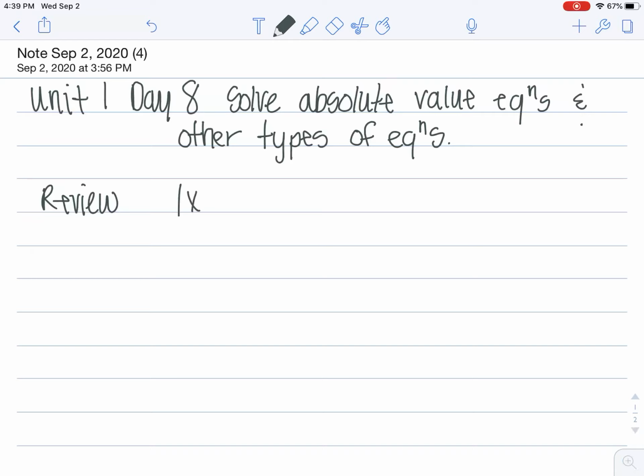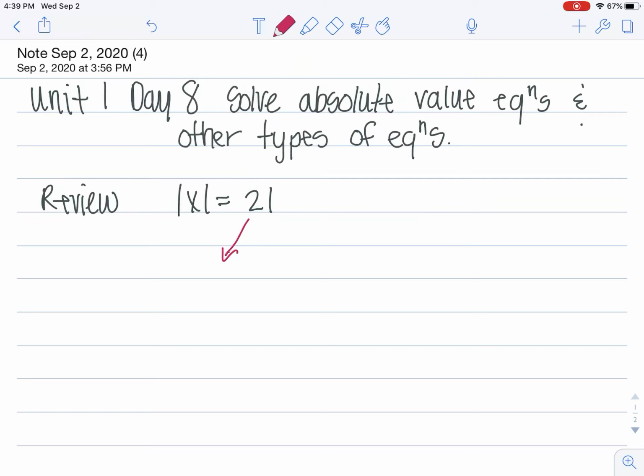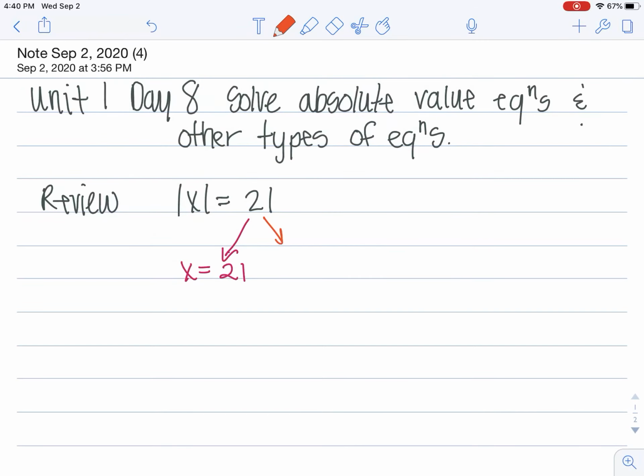So if I had an absolute value of x, and let's just say it's positive 21, we need to understand that there's two ways what x can be. X could technically be a positive 21, because absolute value of a positive 21 is still 21, or x could have been negative 21, because negative 21 in absolute value is going to still give us that positive. So we're going to have these two solutions, and we need to make sure to check that they're not extraneous.